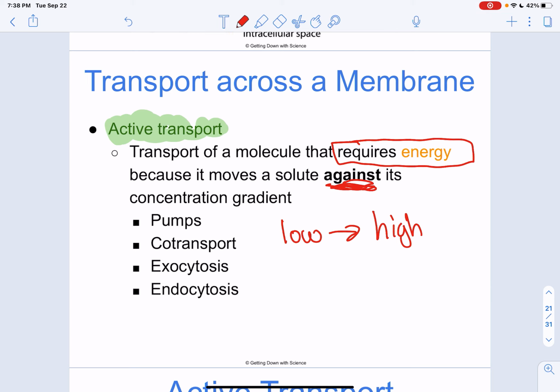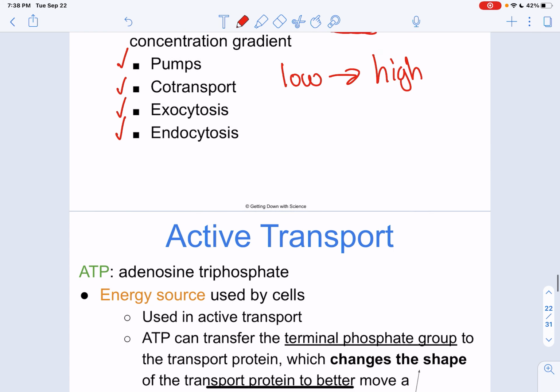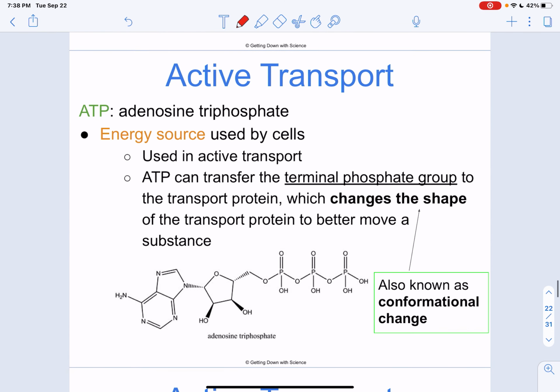We have a couple types of active transport that we'll talk about. We'll have pumps. Think of a pump to get water into a fish tank. We'll have co-transport. We'll have exocytosis and endocytosis. And we'll go over all these in just a moment. And so first off, what is energy?